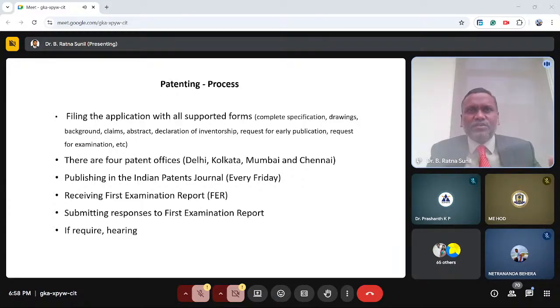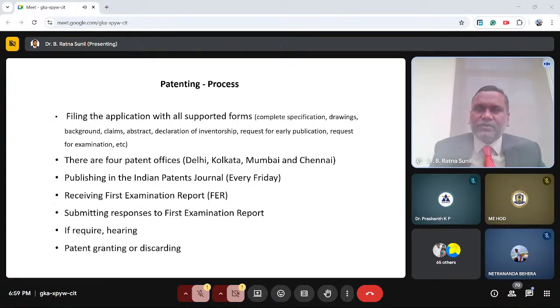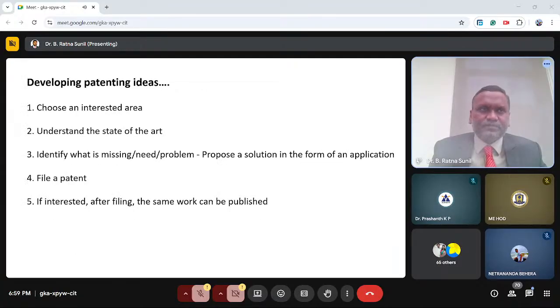We'll address that. If the examiner is still not satisfied with the responses, he may arrange a hearing also, an online hearing. So we explain to the examiner what the invention in our patent is and what the novelty is. And then, based on the examiner's scrutiny, our patent will be granted or discarded. So this is the procedure of filing patents.